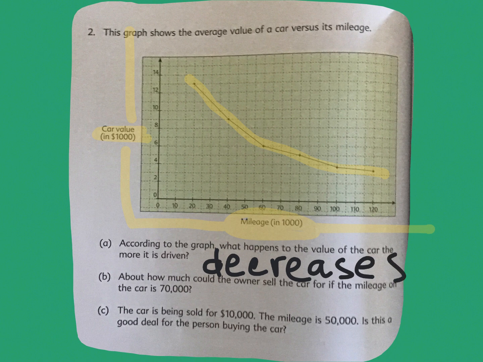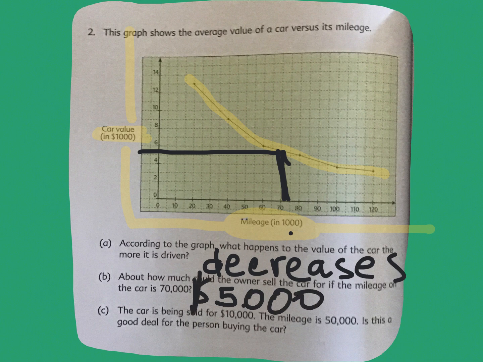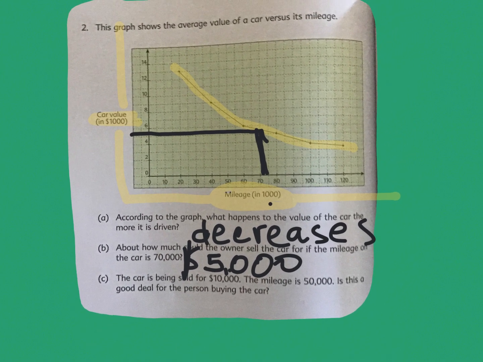About how much could the owner sell the car for if the mileage on the car is 70,000? So this is in thousands, 70,000. About how much? So right here and over, about $5,000. Make sure to put the dollar sign.